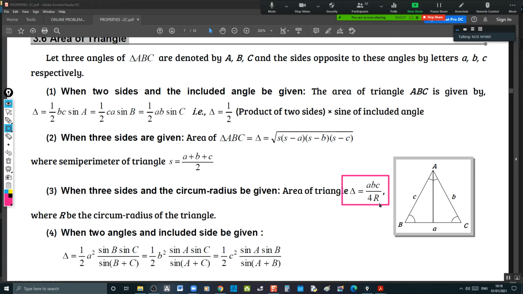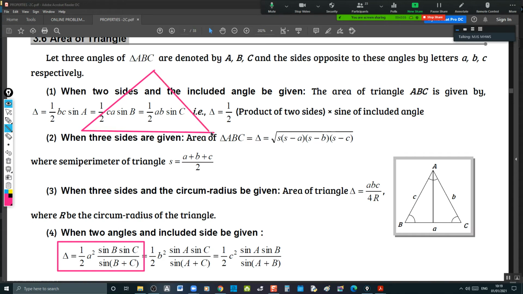And this is not also given preference. Next, the fourth formula is not also given preference. And just observe this. When is this formula to be applied? When two angles and the included side are given. Like what? This is the triangle. Here you are given small a, and you are given angle B, angle C. Then you have to make use of this formula.